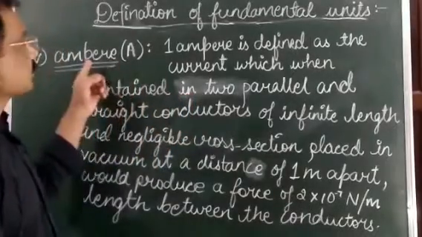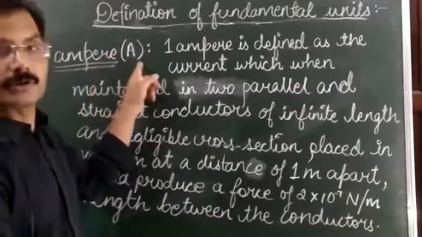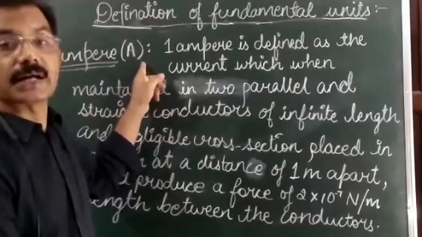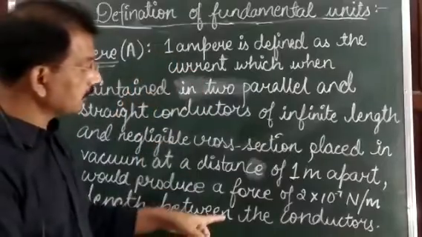Now, the next fundamental unit is ampere. And ampere is the unit of electric current. And how can we define the 1 ampere current?